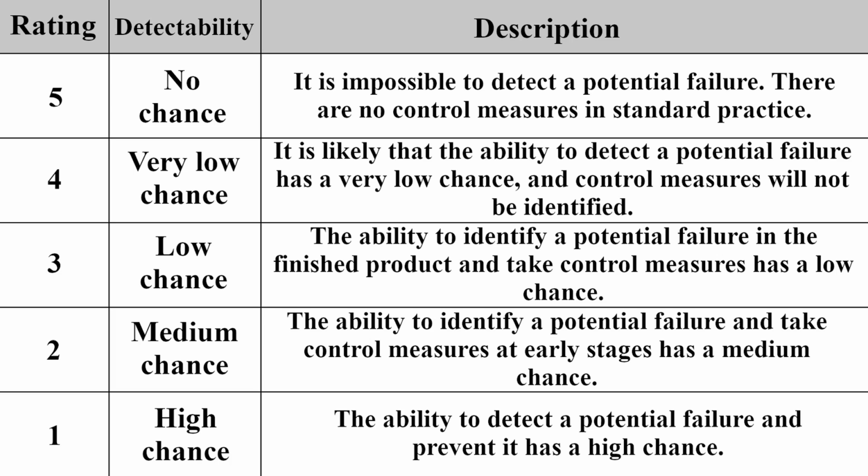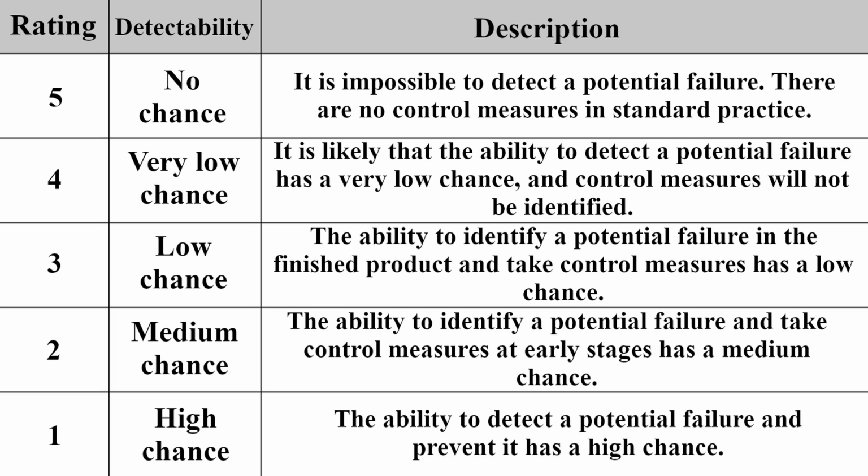The third subcategory of detectability is called low chance and is equal to 3 points when the following expression can be accepted: the ability to identify a potential failure in the finished product and take control measures has a low chance. The fourth subcategory of detectability is called very low chance and is equal to 4 points when the following expression can be accepted: it is likely that the ability to detect a potential failure has a very low chance, and control measures will not be identified.